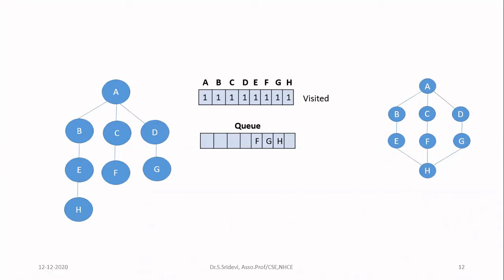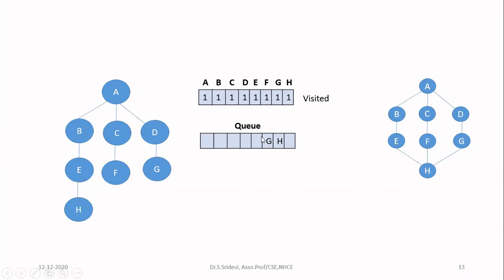So remove the next node from the queue. The next node is F. So I'm going to remove F from the queue. Let me remove it. Go and check the neighbors. F is having two neighbors now, C and H, but both are already visited. So that means you cannot proceed with respect to that node further. So go and remove the next node from the queue.